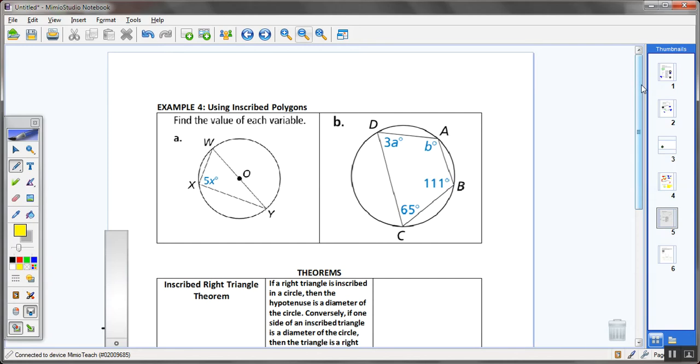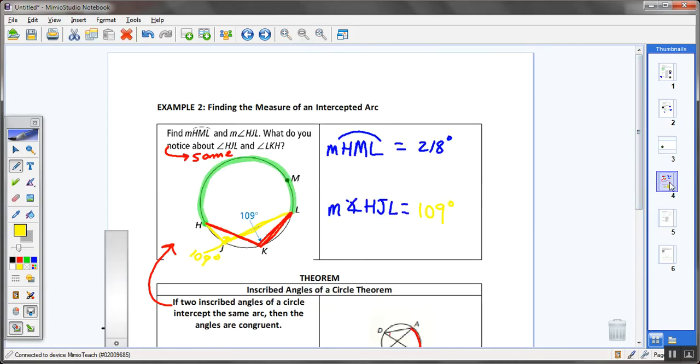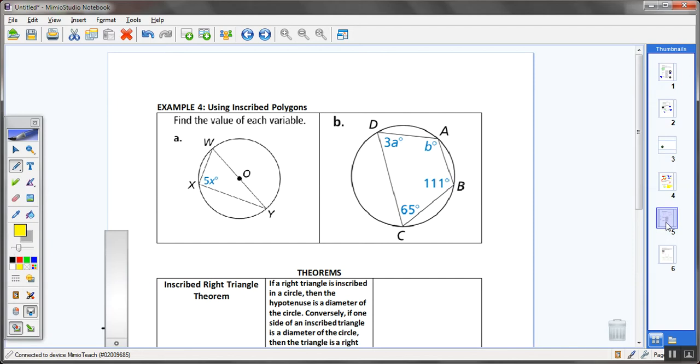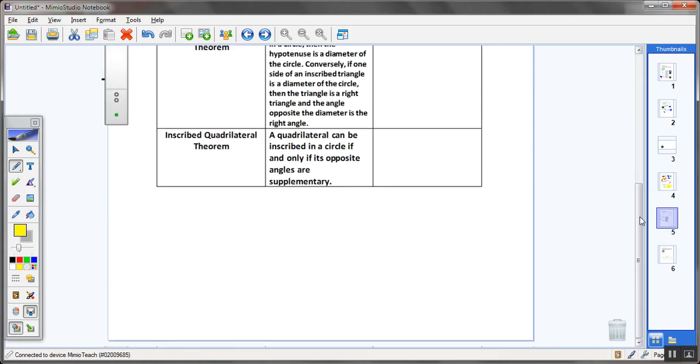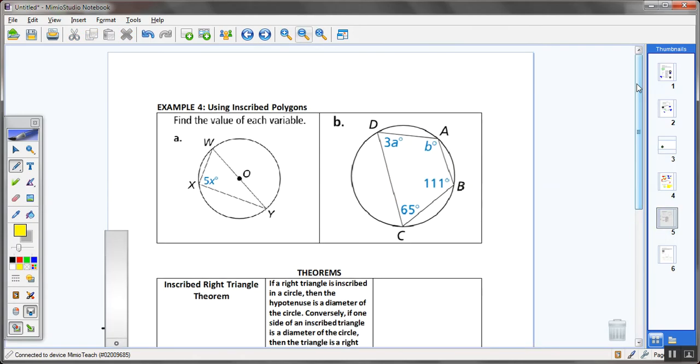Let's talk right here, kids. Find the value of each variable. Okay, let's talk right here. What do we have to find in this one? The value of each variable. So really we have to solve for x. Well, guys, do you agree right here? That's the diameter. This here is the angle I'm trying to work with, right?